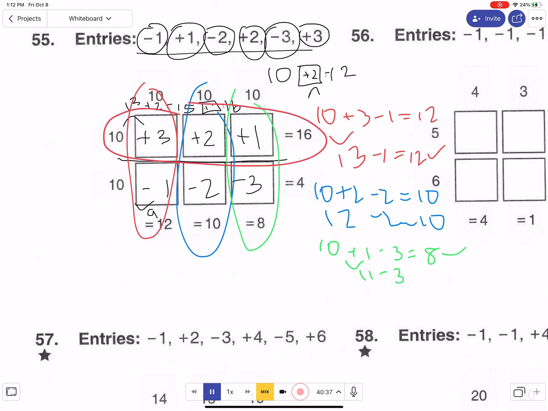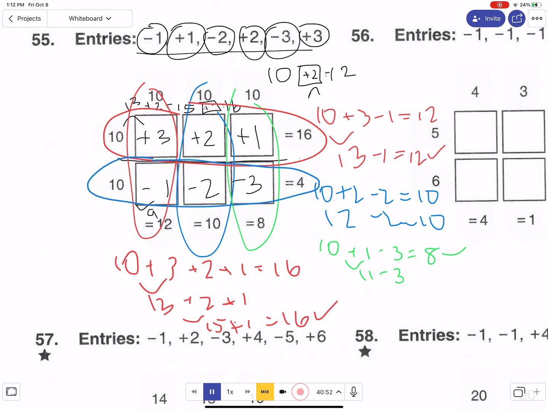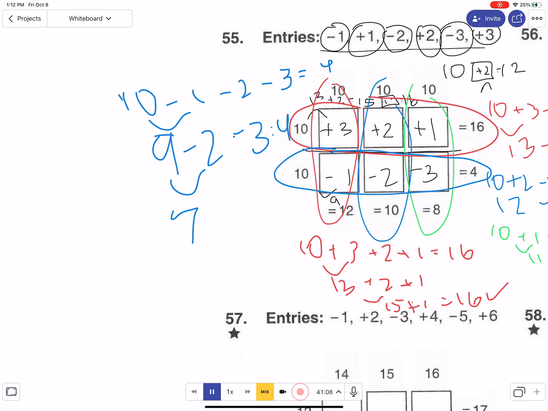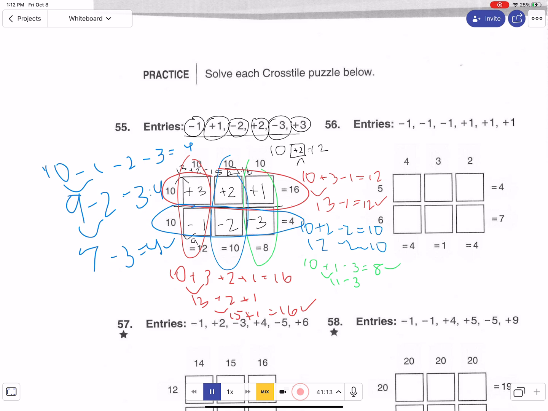I'm just going to go in the same color. 10 plus 3 plus 2 plus 1. Oh, lots of numbers there. 3 plus 2 plus 1, that would be 15 plus 1 equals 16, so that's correct. Our last row, that would be 9 minus 2 minus 3 equals 4. 7 minus 3 equals 4. That's correct. So that would be our answer.